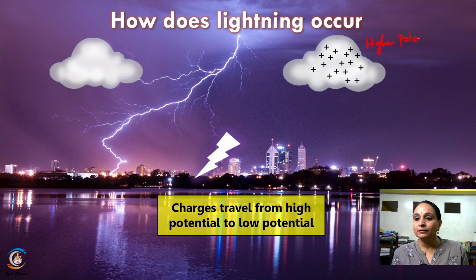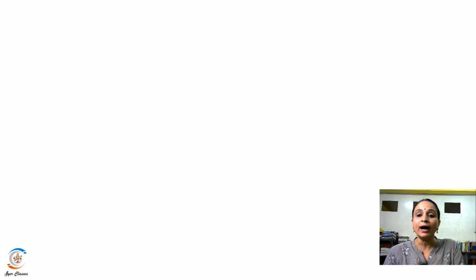Because of the friction which is produced, this cloud is at a higher potential and the charges will flow from higher to lower potential. The ground has zero potential. We always take earth as zero potential, so a potential difference is created. And you know that if there is a potential difference between 2 points, the current starts flowing from the higher potential to the lower potential. So this is the reason why lightning occurs. Now, how much current is there? We will study in a separate video.